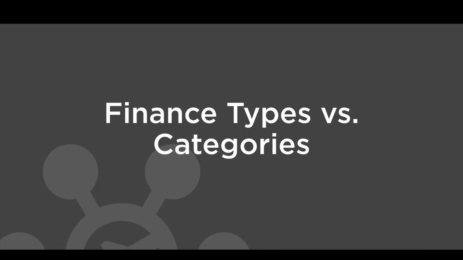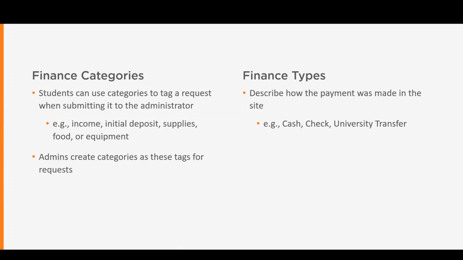Now let's talk quickly about finance types versus categories. Finance categories are like tags for requests and transactions. You have the ability to run reports based on these categories and see how the money in organizations is being spent. For example, many of these categories can be things like initial deposits, supplies, food, or equipment. You can then run those reports I mentioned based on those categories to help you better understand where money is being spent by your organizations. These categories are created at the community administrator level and assigned within the request.